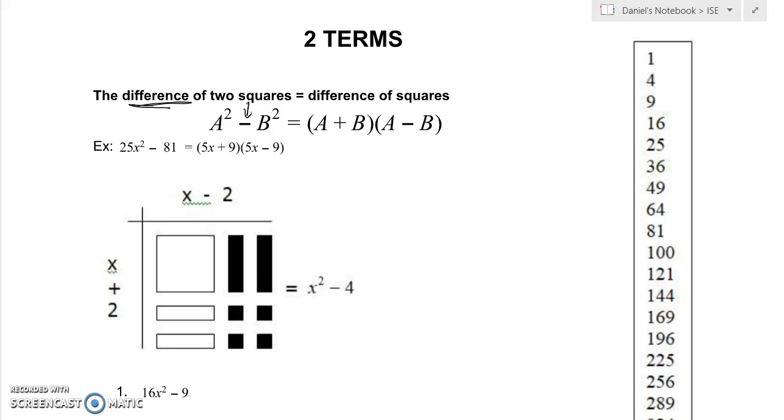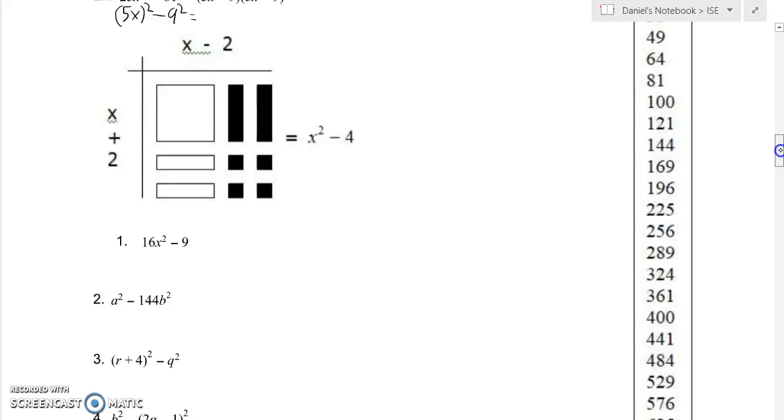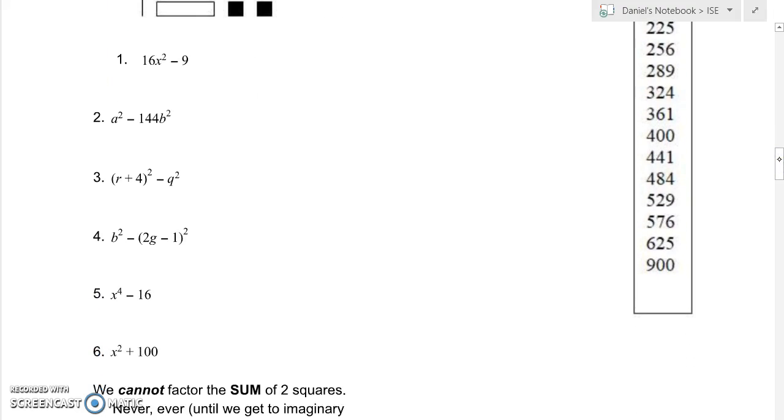So it gives you a very functional way to look at something and just say, I have two things that are squared. I have a 5x squared and I have a 9 squared. So I can make that (5x plus 9) times (5x minus 9). When we look at our examples, we have 16x squared minus 9. 16 is 4 squared. So we have (4x plus 3) times (4x minus 3).